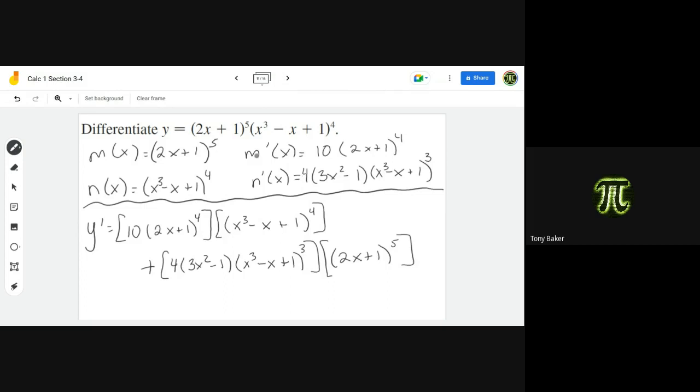All right. Other than it being long, are you starting to get the concept of the chain rule piece? Okay.